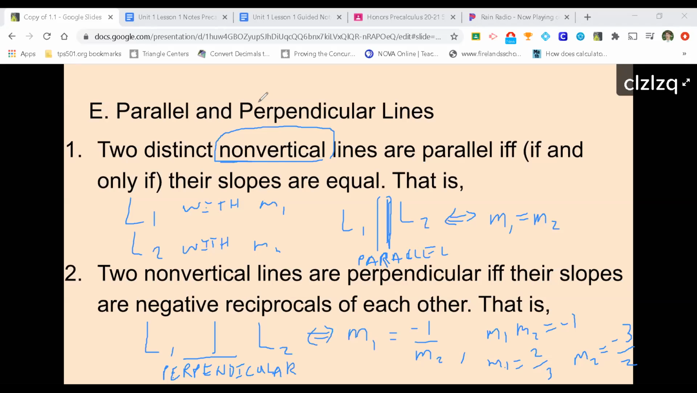So the two things you have to do to get a perpendicular slope is flip it and change the sign. You take the fraction and you flip it and then you change the sign. You take your fraction, you flip it, and then you change the sign.